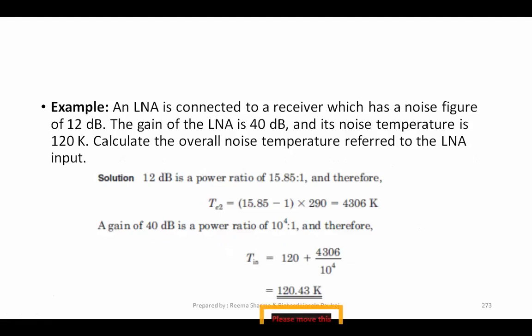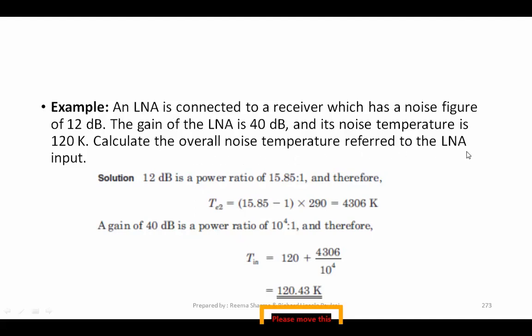A small example is given here, which talks about finding the input noise temperature. An LNA is connected to a receiver, which has a noise figure of 12 dB. So directly I have the value of F to be 12. The gain of this LNA is about 40, which means my G is equal to 40. And the noise temperature is 120 Kelvin, which means my TE, capital T, small e, is about 120 Kelvin. Calculate the overall noise temperature referred to the LNA.